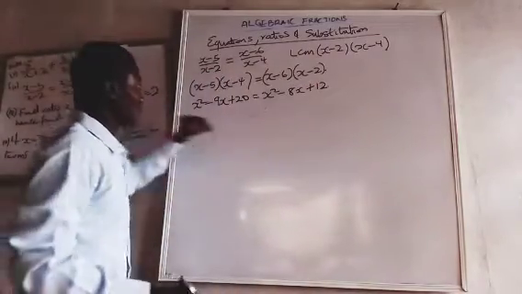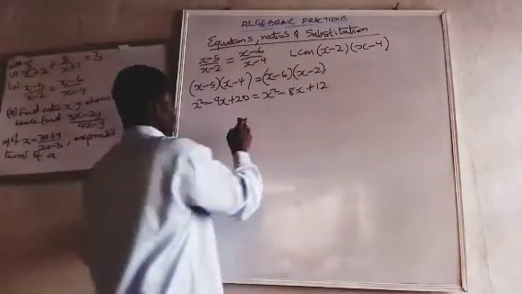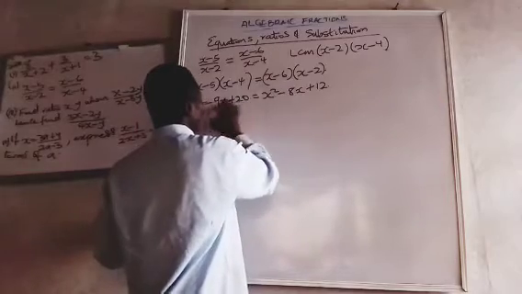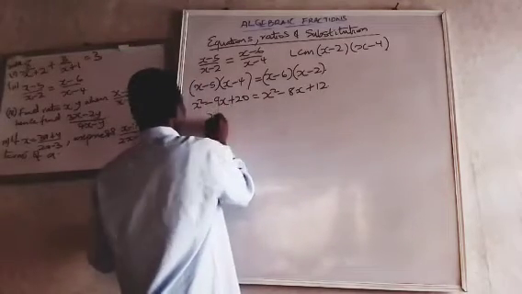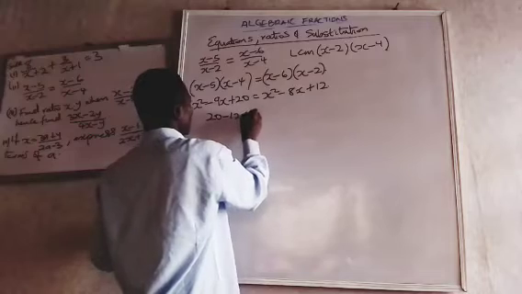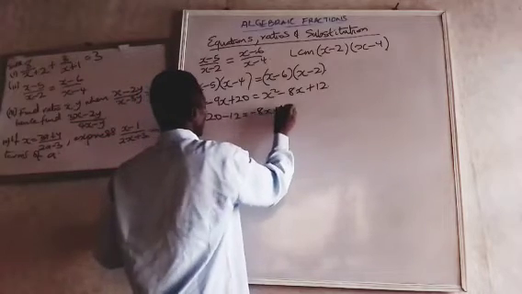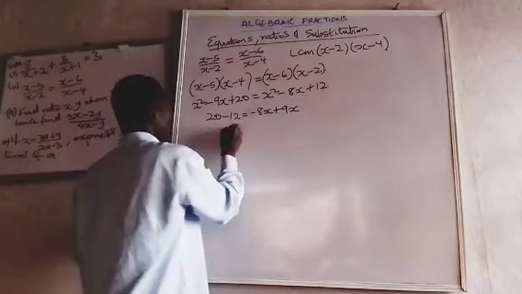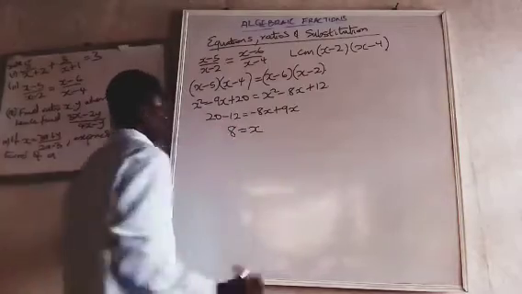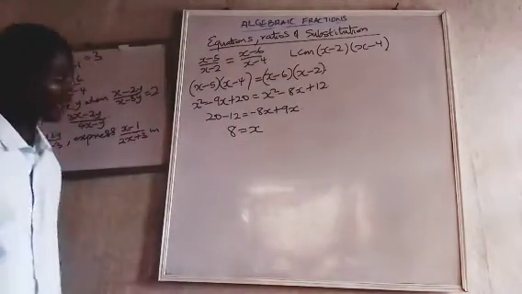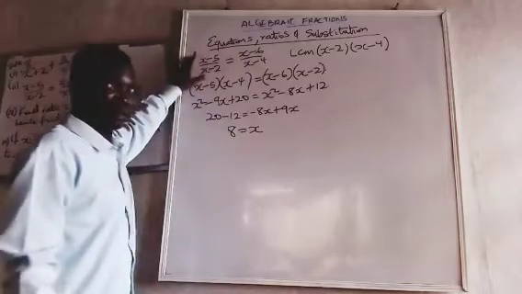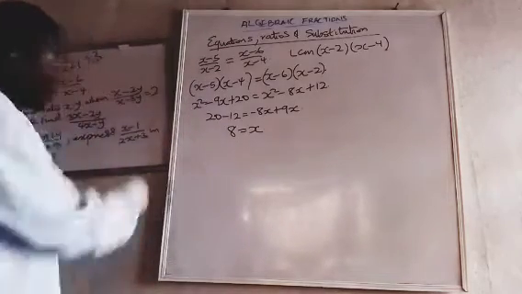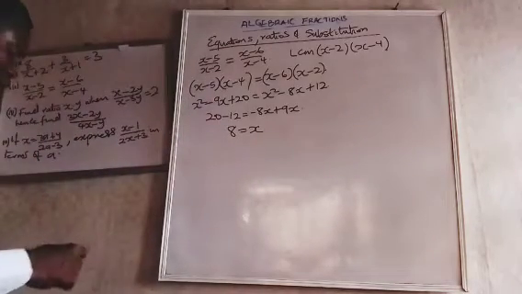Now, we cancel x squared on both sides. Let's bring this one here and bring this one here. So, this is going to be 20 minus 12 is equal to minus 8x plus 9x. So, 8 is equal to x. And the way to find out if your answer is correct is just to substitute this back into the equation. If everything is okay, you will know.